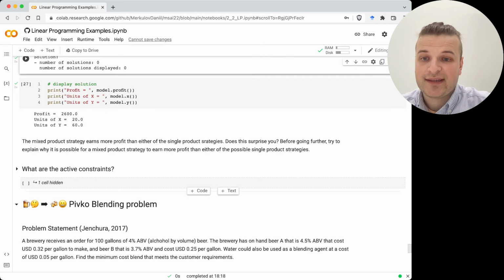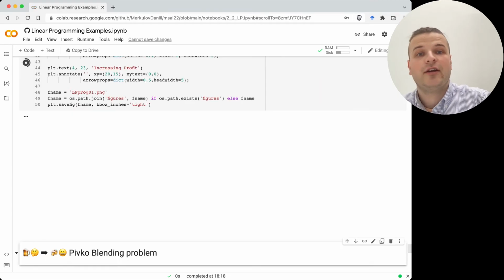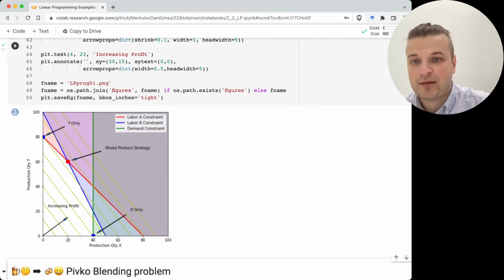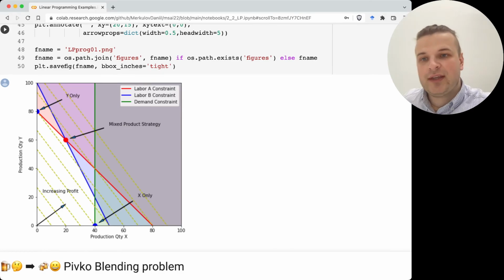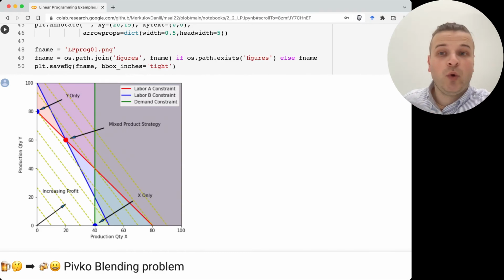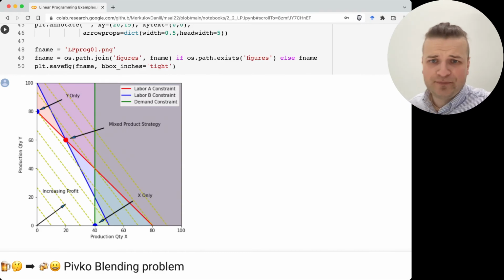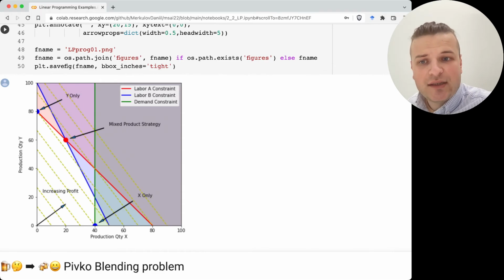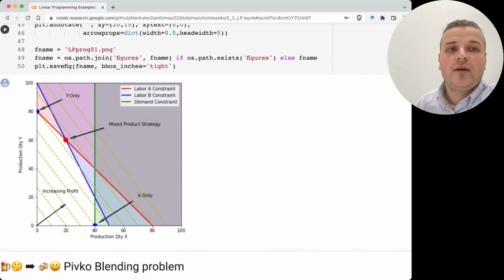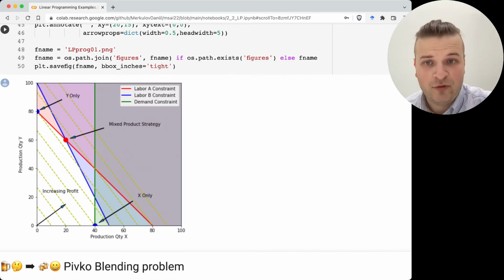And here are some graphs which reflect this production strategy, which means that if we would only produce the X product here, we could produce only 40 products per week. If we would only produce the Y product here, we would only produce 80 products per week. And these answers were not optimal in the sense of maximizing profit. That's pretty interesting here.